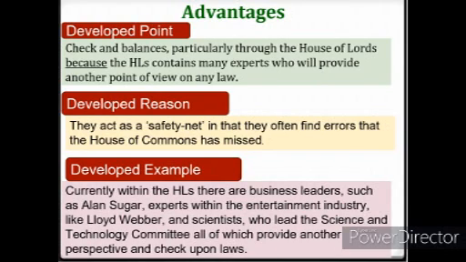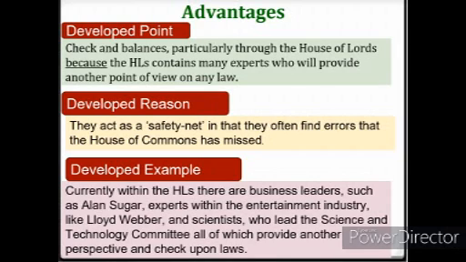And then another advantage is, of course, the House of Lords. Because, as I said in the first lesson, the House of Lords is made up of many, many experts who will provide that expertise, that detailed scrutiny, that detailed examination, that consultation. Do you remember I mentioned that Sir Alan Sugar was in the House of Lords? Well, imagine how much expertise Alan Sugar has in the field of business.